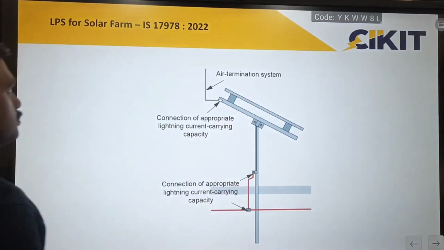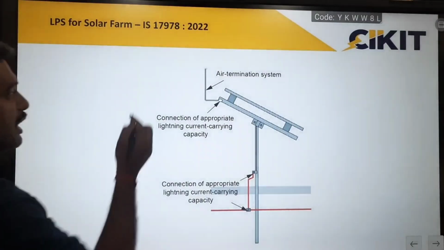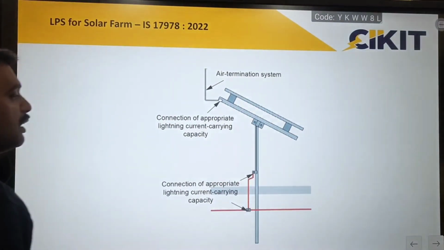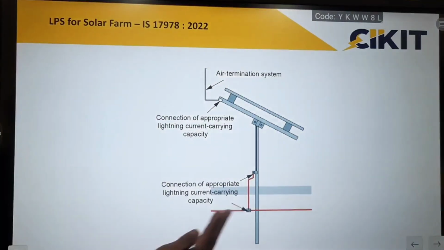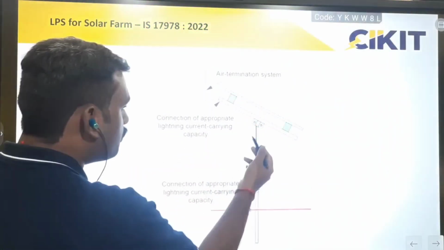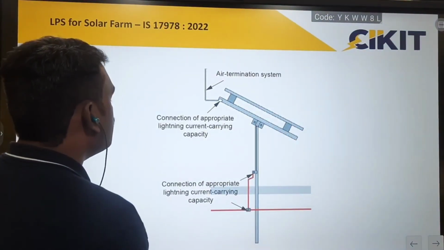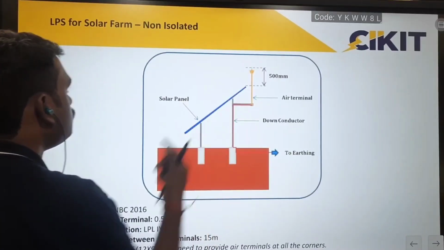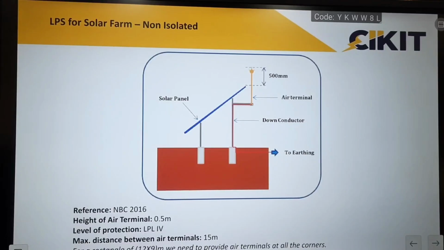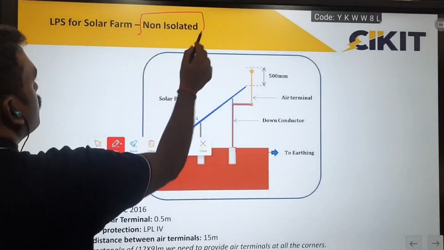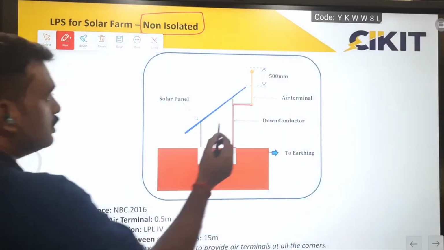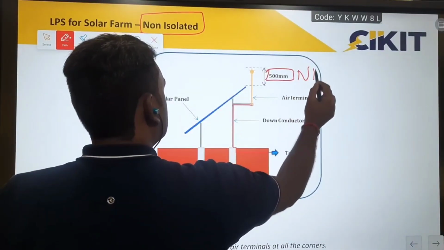So as per IS 17898, we can install this air terminal on the frame itself and we can connect this earthing to the earthing mat, that is, by providing an earthing ring for the solar panel farms. So we can connect the earthing of this lightning protection system to the earthing grid. Since we are directly mounting on this structure itself, this method will be considered a non-isolated lightning protection system, because we are not isolating this air terminal and the structure to be protected. This is as per the reference from NBC.